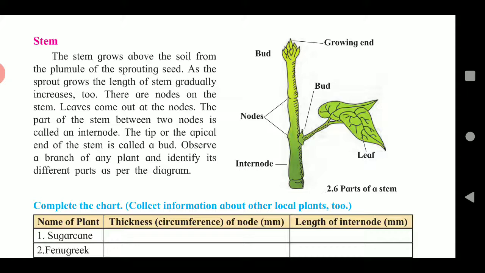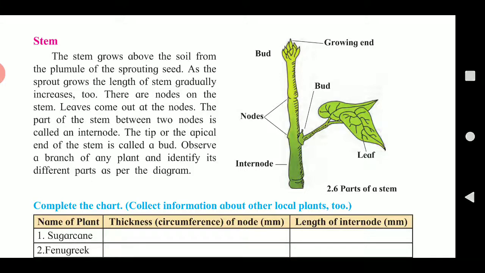Between the two successive nodes is an internode. Students, observe the figure carefully. Between the two successive nodes is an internode. The tip or the apical end of the stem is called a bud.